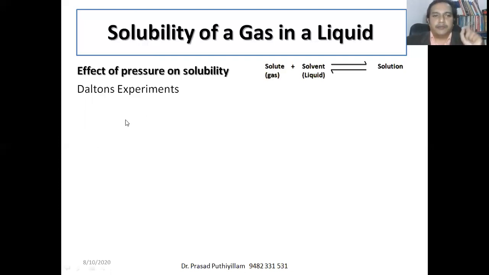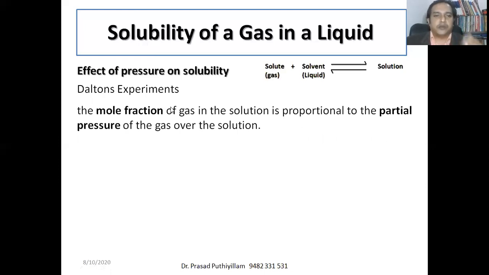At the same time, Dalton also did some experiments on gaseous molecules. Henry and Dalton did their work in the same time era. So from Dalton's experiments also, we can take some points to support Henry's law, or to explain the effect of pressure on solubility. From Dalton's experiments, you can take the point that the mole fraction of gas in solution is proportional to the partial pressure of the gas over the solution.